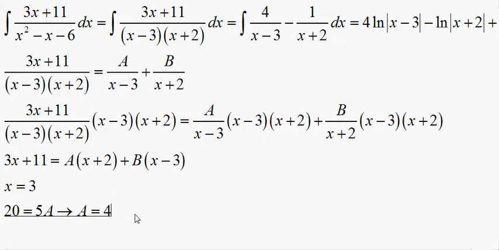And then now we use the other one, x equals -2, and when x equals -2 we get -6 plus 11, which is 5, and then that equals, well, the first term goes away, and we have -5b, so that means that b is equal to -1. Then again, that's what we have up here.